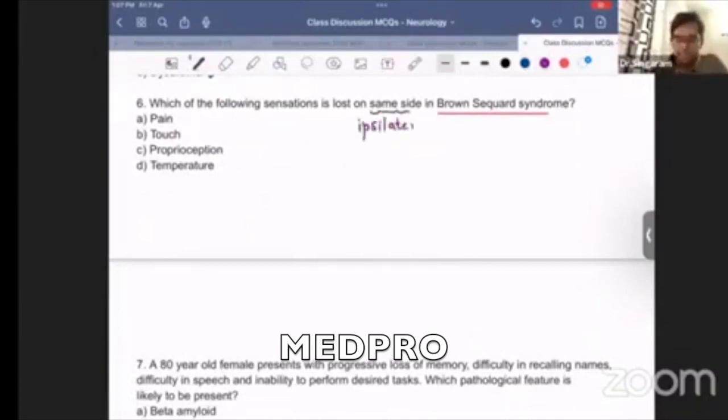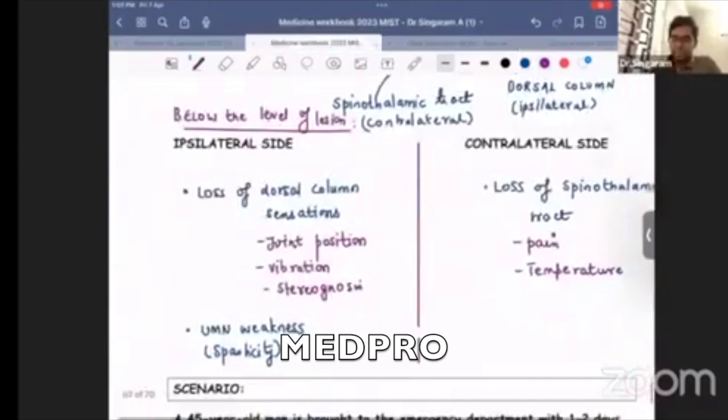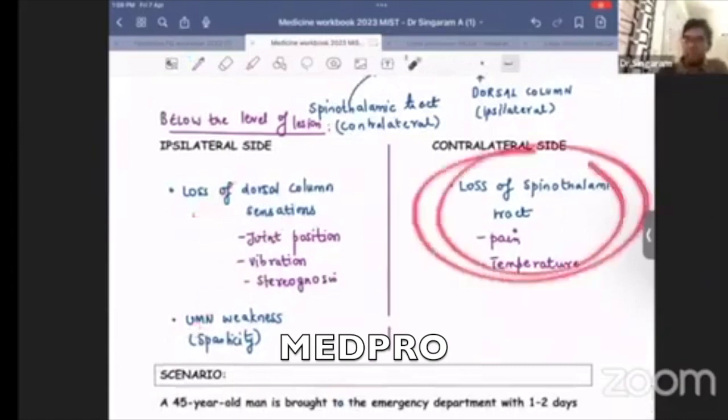That is what you need to remember. So ipsilateral, what did we discuss? We have just discussed it before. Can I just go back to that? See here, ipsilateral. What is getting lost? Loss of dorsal column sensation, and upper motor neuron weakness will be there. Contralateral, that will be loss of spinothalamic tract sensation.